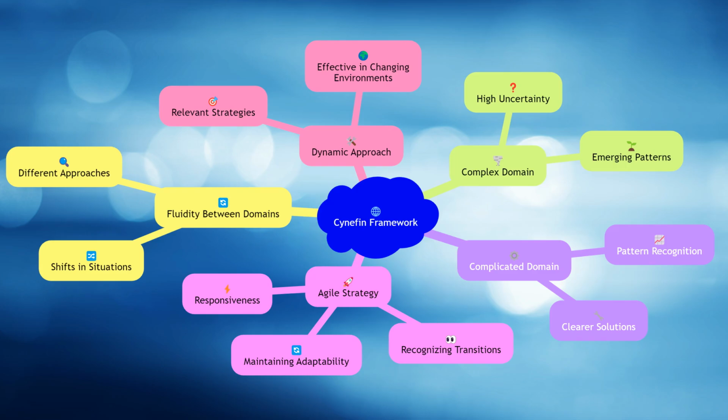In agile strategy, recognizing these transitions is crucial for maintaining adaptability and responsiveness. Teams must be vigilant and ready to adjust their methods as the nature of the problem evolves. This dynamic approach ensures that strategies remain relevant and effective in changing environments.